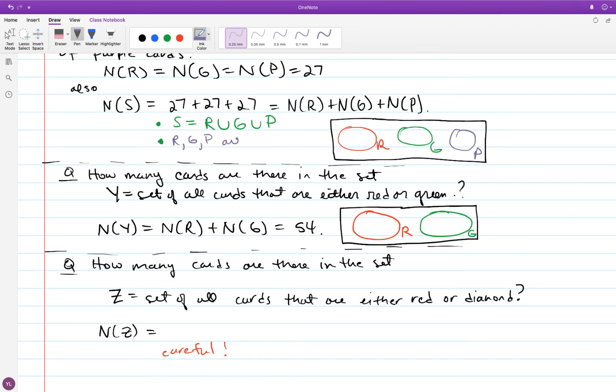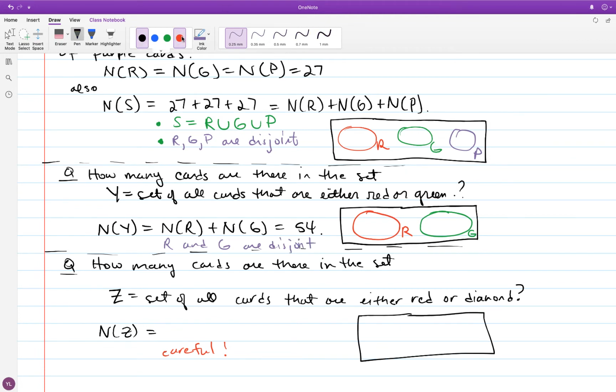The red cards, green cards, and purple cards form a grouping of 3 mutually disjoint subsets of the set deck. So when our subsets are disjoint and we want to count a union, we can just add up the cardinalities of each of the individual subsets.